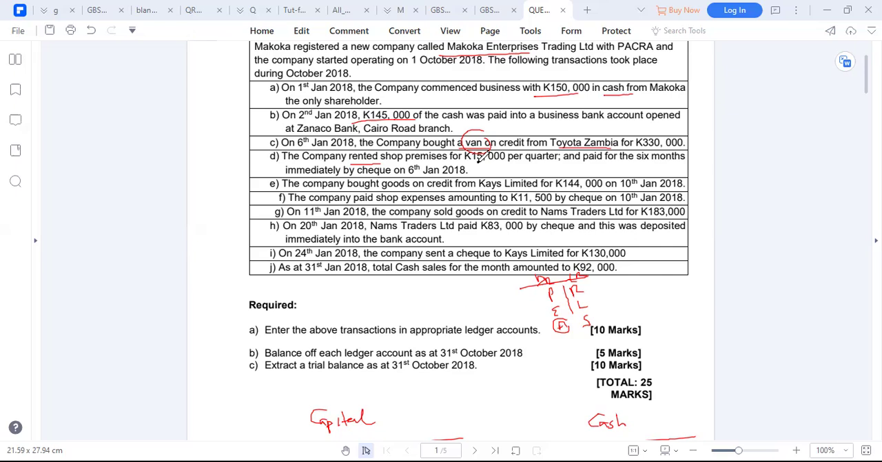A quarter is how many months? 3 months. There are 4 quarters in a year. So we paid how much? 15,000 for 6 months. How much did we actually pay? So the rental price per quarter is 15,000, but did you pay 15,000?